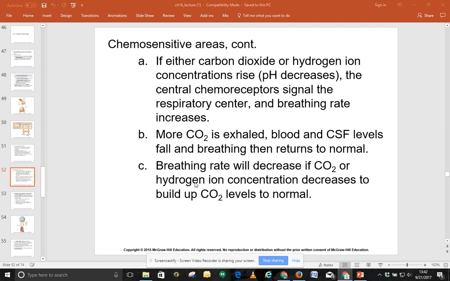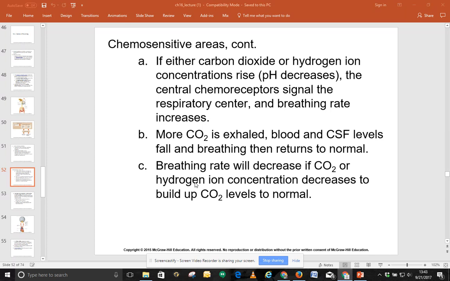In the chemosensitive areas, if either carbon dioxide or hydrogen ion concentrations rise, hydrogen ion is going to be your pH. The central chemoreceptors signal the respiratory center, and the breathing rate increases. So let's put it this way. If you're exercising, the acidity in your blood will go up. That will send a signal to your brain to breathe more or deeper.